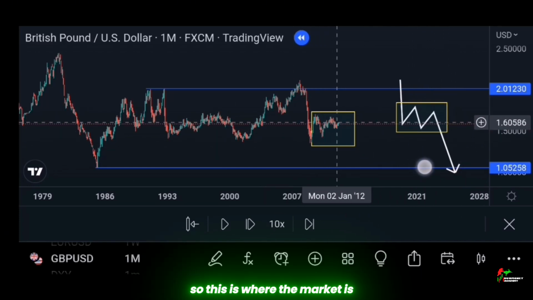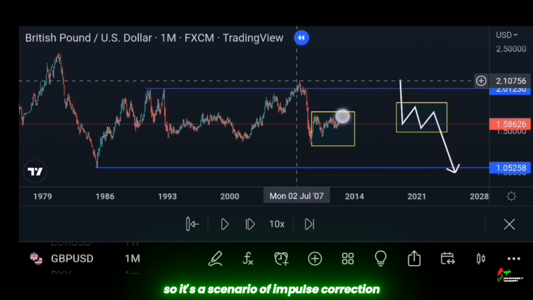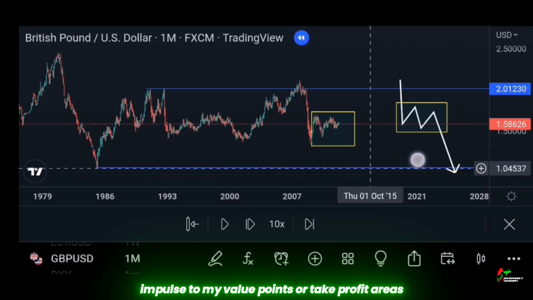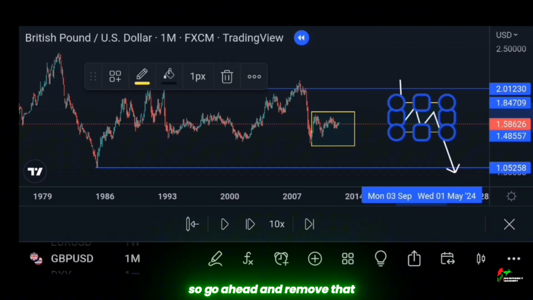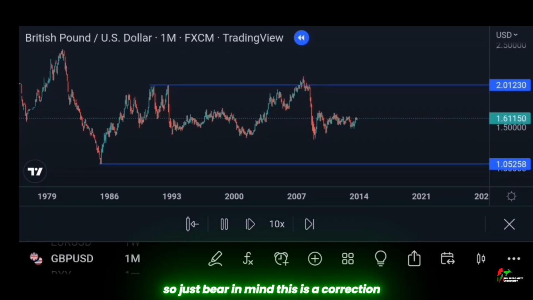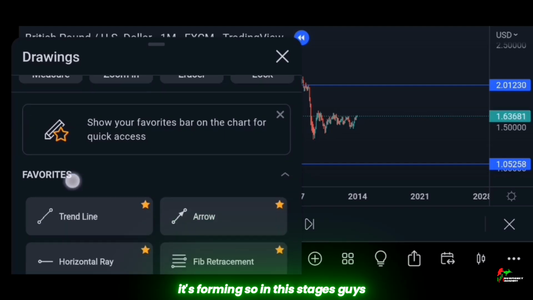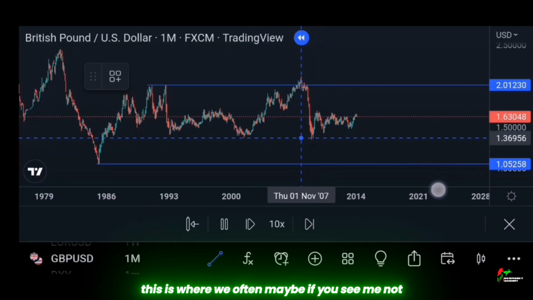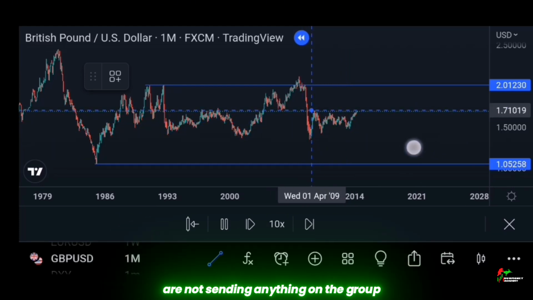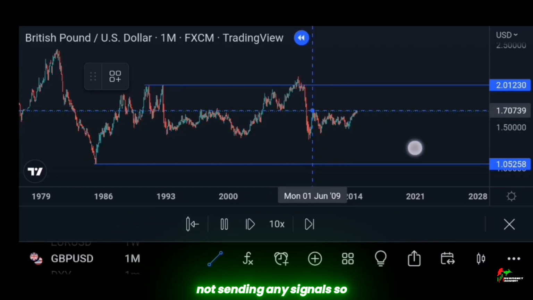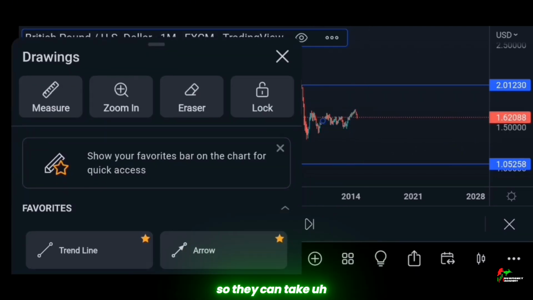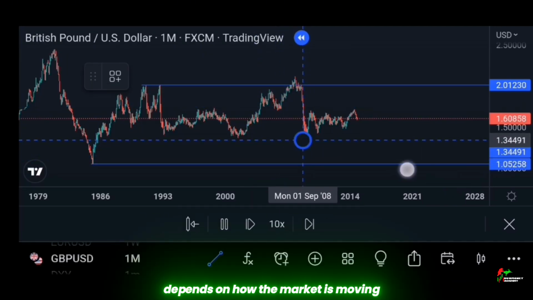So this is where the market is and this is my scenario. It's a scenario of impulse, correction, impulse to my value points or take profit areas. So go ahead and remove that. Just bear in mind, this is a correction, you guys, it's forming. So in these stages, guys, if you see me not sending any signals on the group, we are basically just waiting on these patterns to print, right? They can take time depending on how the market is moving.